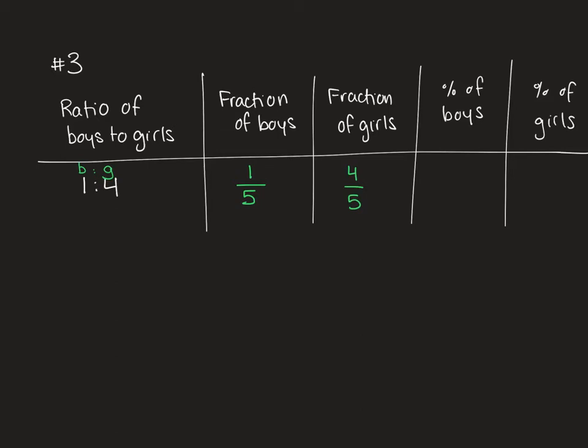Now we need to turn these into a percentage. So the percent of boys, if 1/5 of the class is boys, what percent is that? It would be 20%. Because 1 out of 5 is the same thing as 20 out of 100, and the percentage of girls would be 80%, because that's what's left over to get up to 100. So you're going to use the information they give you and convert it to fractions or to percents in order to fill out the rest of the chart.